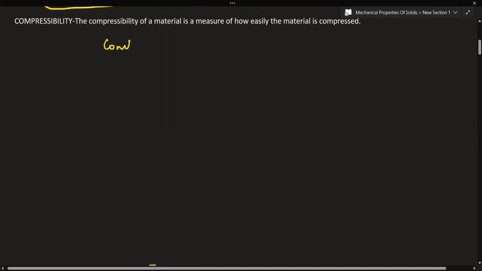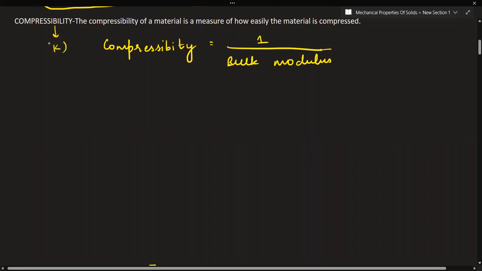So I can write compressibility. The compressibility factor is actually reciprocal of bulk modulus, means 1 by bulk modulus. And let us represent this by K. And we represent bulk modulus by B. Usually, we are taking this. So K would be equal to 1 by B, the reciprocal of bulk modulus.